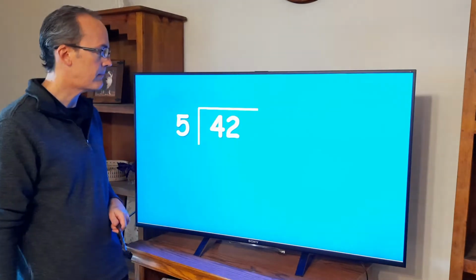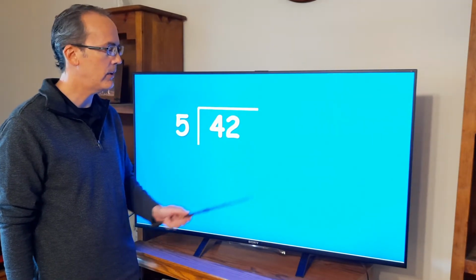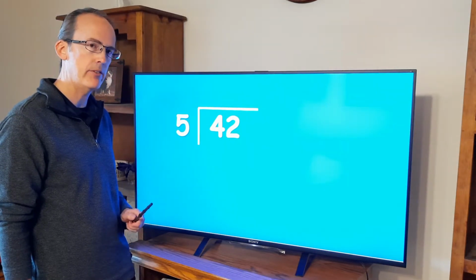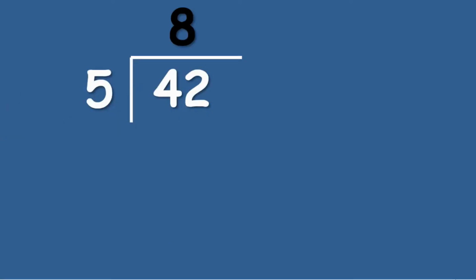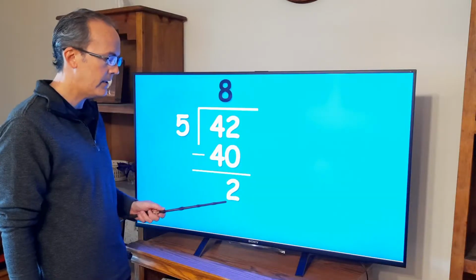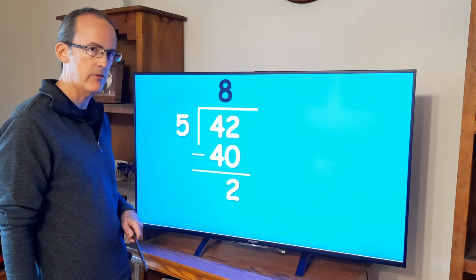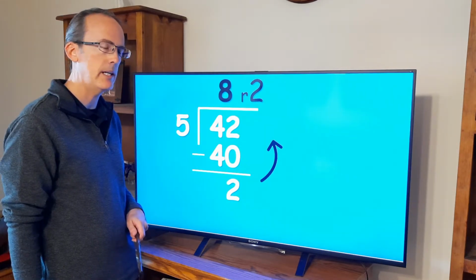Let's try another one. 42 divided by 5. Again, remember, you can't go past 42, otherwise you fall down over the cliff. So we're going to count by 5s until we get close to it. And I know that if I get to 8 times 5 gives me 40. So I put 40 underneath the dividend, and then I do my subtraction, and I have 2 left. So my remainder is 2. And I know I'm finished dividing when my remainder is less than my divisor. Then I bring my remainder up for a full answer of 8 remaining 2.